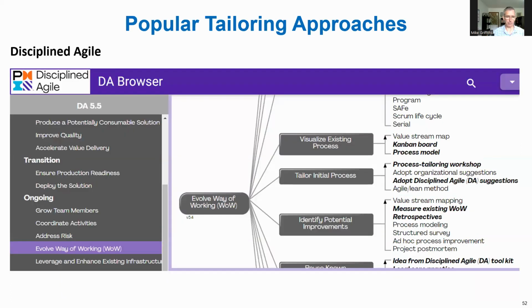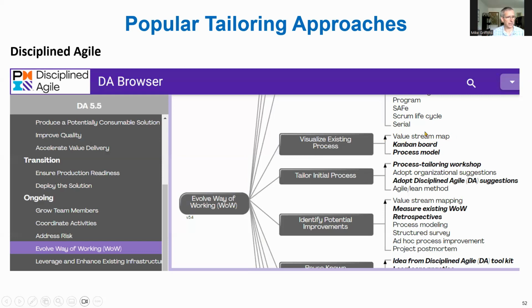Well, PMI has Disciplined Agile, which has the DA browser, and it's a great way of looking at our different ways of working. And here we're just looking at a screenshot, but it's actually an interactive tool. We're looking at the ways of working. And for visualizing our existing process, it says, hey, there's a few common options, right? This is an ordered list. It has an arrow. So maybe a value stream map is the best way to do this.